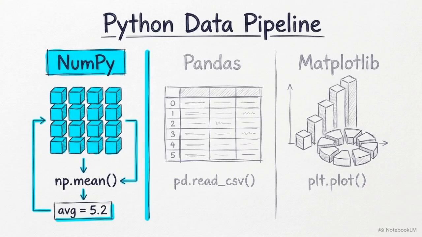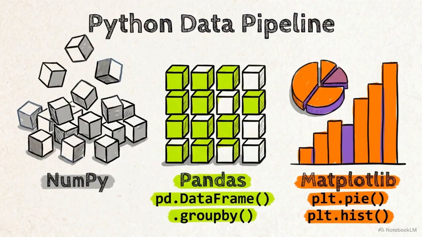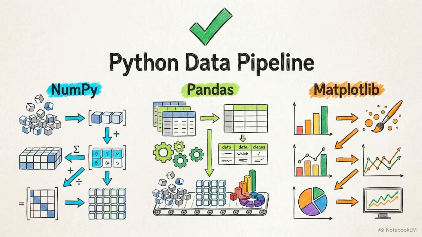This color-coded cheat sheet maps out the complete end-to-end Python pipeline. We rely on NumPy's blue functions for mathematical calculation, Pandas' green methods for structured querying, and Matplotlib's orange commands for visual storytelling. Save this framework and use it as your blueprint for your next dataset.